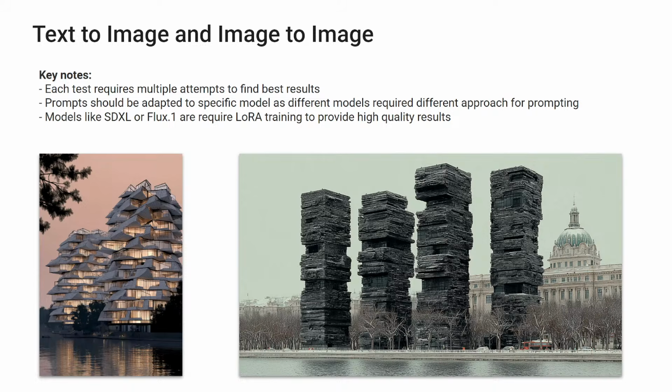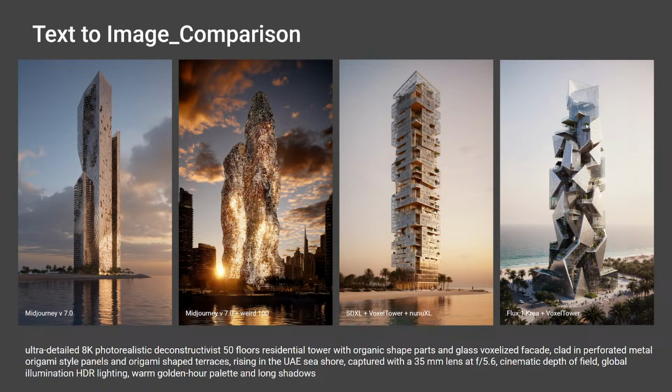So let's see how it's working, and this is the first slide with the comparison. Here are 3 different models. It's Midjourney, SDXL and Flux. This is the prompt I used. So basically I would like to generate a skyscraper, and the specific location here also describes it's UAE seashore, and camera parameters. Sometimes you can't provide the exact same prompt for different models, but in this case it's possible, because these 3 models more or less work in the same way.